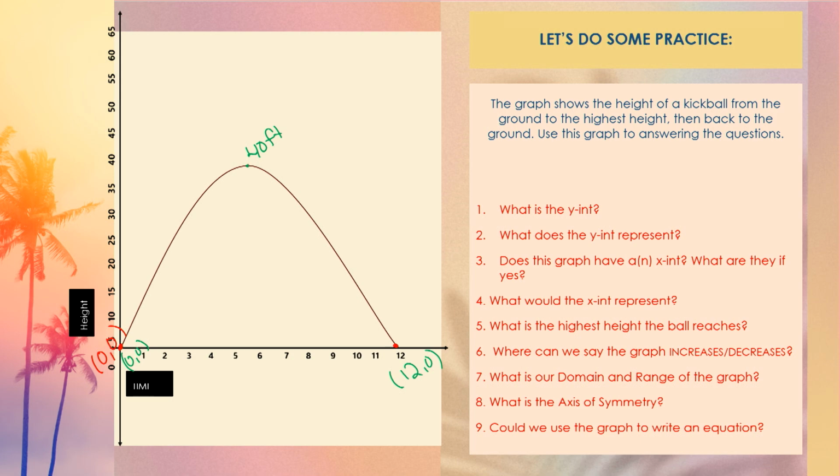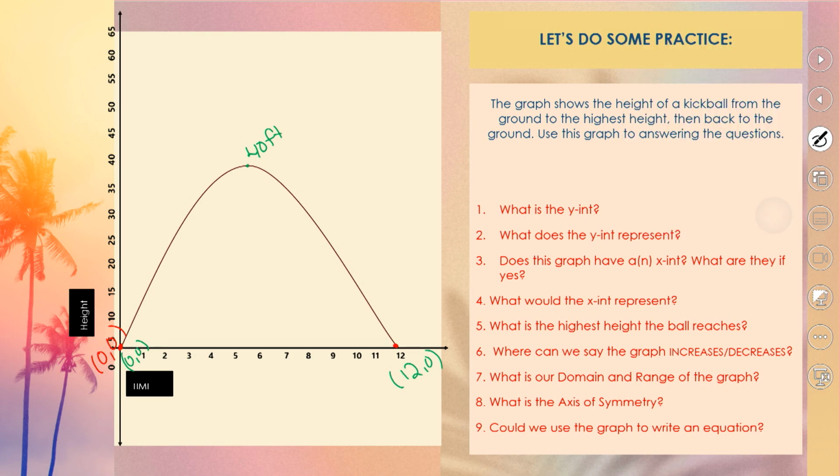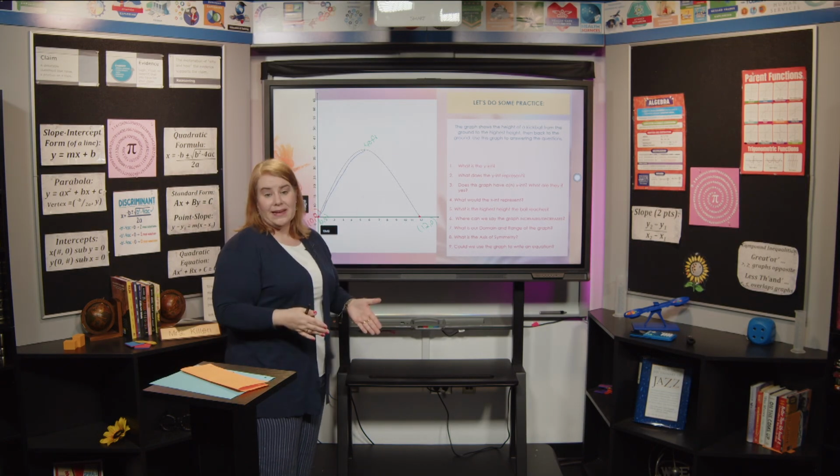Now, number 6 asks, where can we say the graph increases and decreases? So let me get a color for my increase, and let's use purple. So the ball starts at 0 seconds and 0 height. And we kick it, and it goes up, up, up to 40 feet. Now, what happens to that ball at 40 feet? Starts coming back down to the earth.